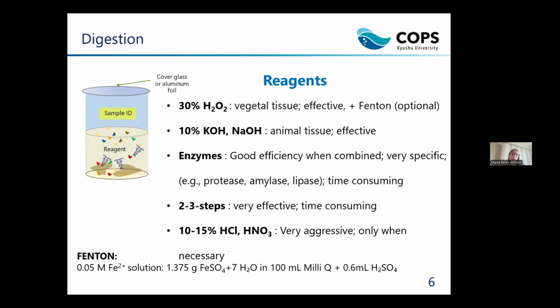Also, you can combine, for example, wet peroxidation with enzymes, or use two-step digestions using wet peroxidation and sodium hydroxide. These 2 or 3-step digestions are more effective than one-step digestion, mostly when the sample has a lot of different animal and vegetal tissues. So that is time consuming as well, of course, more than one step.